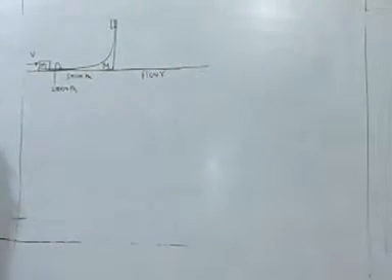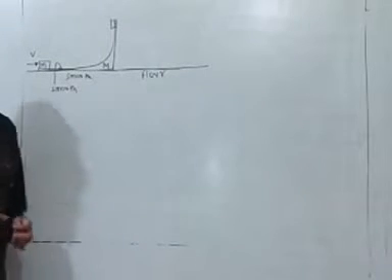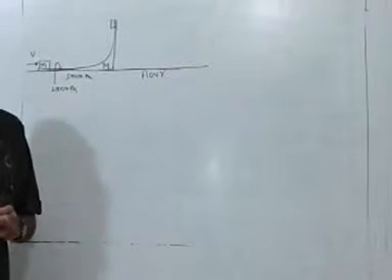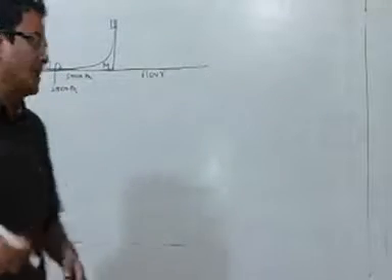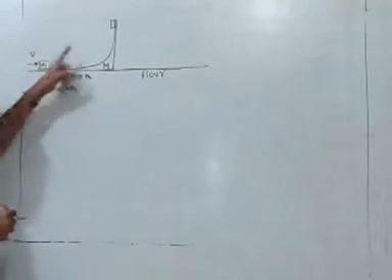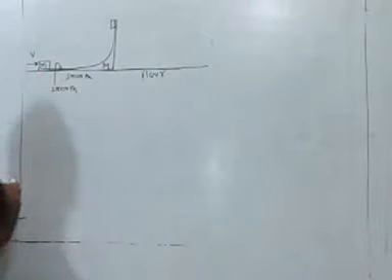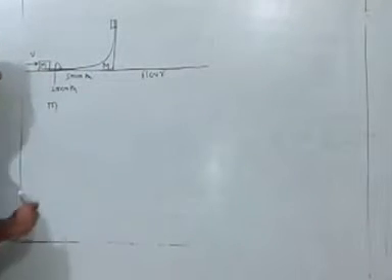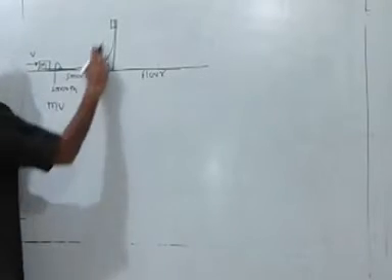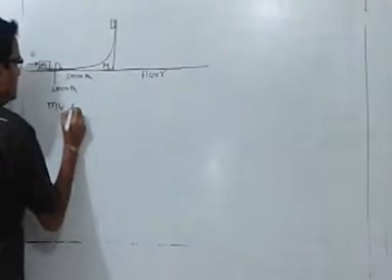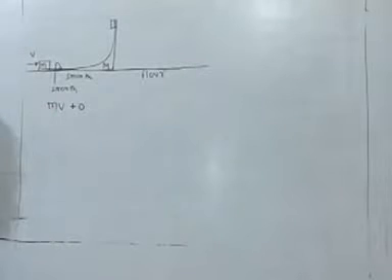So this is our problem. Let us try to solve this problem. First we will understand the principle of conservation of linear momentum here. The initial momentum which is given to the system is mass of the block, small m, times velocity of the block, which is v. Initially the ramp is given no velocity, so its momentum is 0.